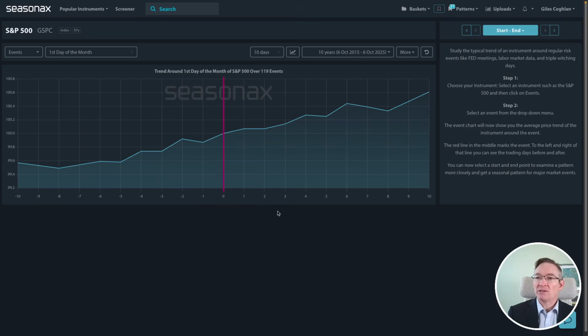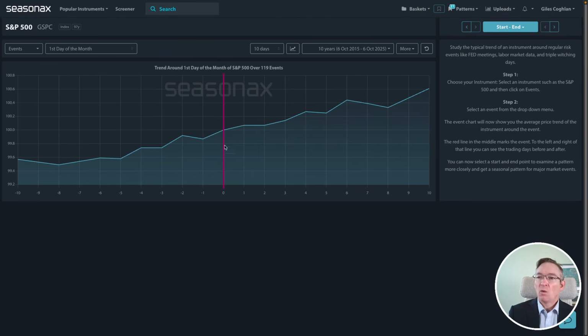So before we look at some data here for the S&P 500, a quick reminder of how to read our Seasonax event charts. The blue line here shows the average price path during the event. In this case, the event we're looking at is the turn of the month. The horizontal axis represents trading days before and after, and the red line is the turn of the month. And what we're looking for here is the turn of the month effect in the S&P 500.